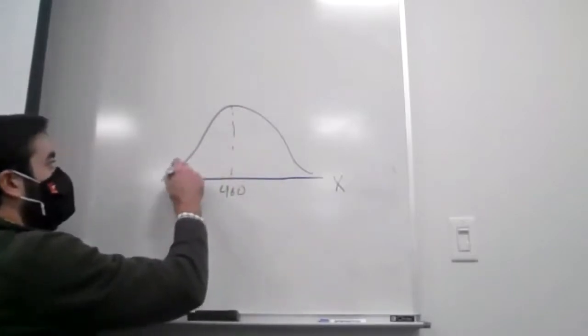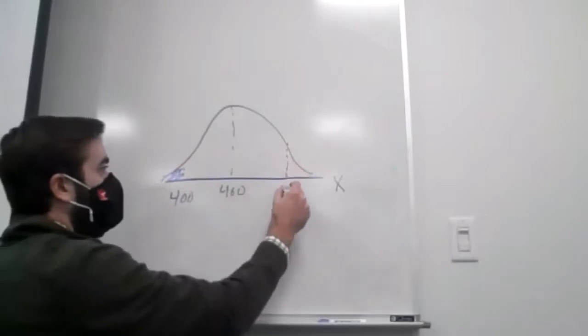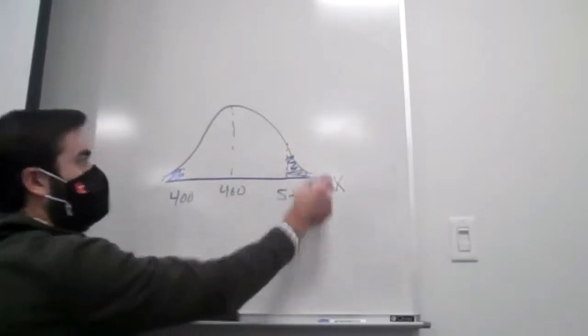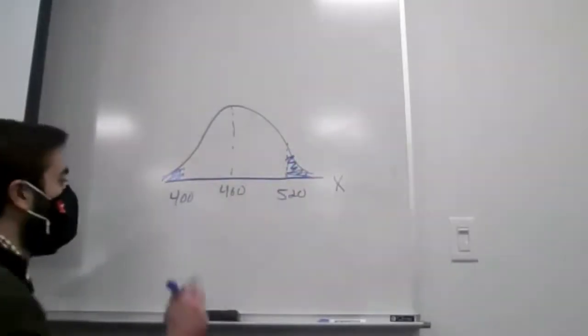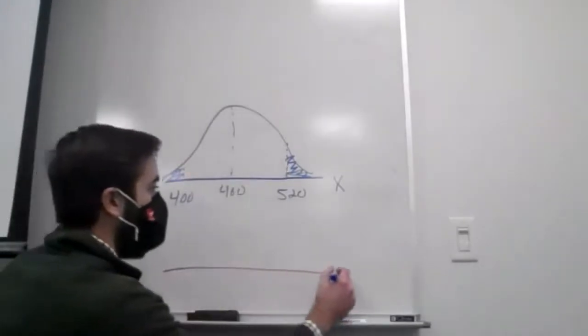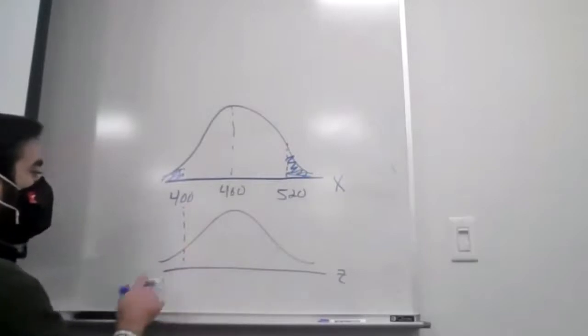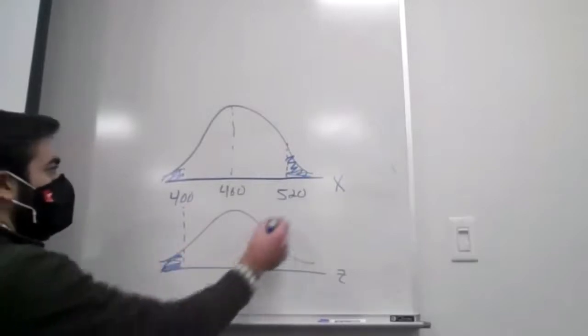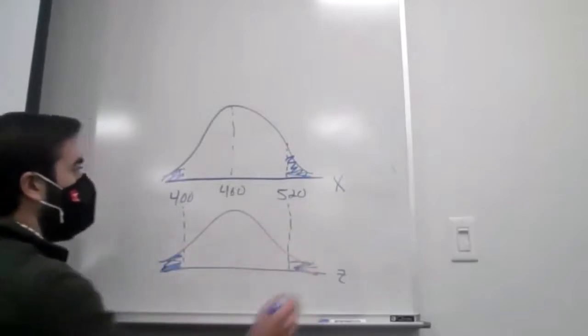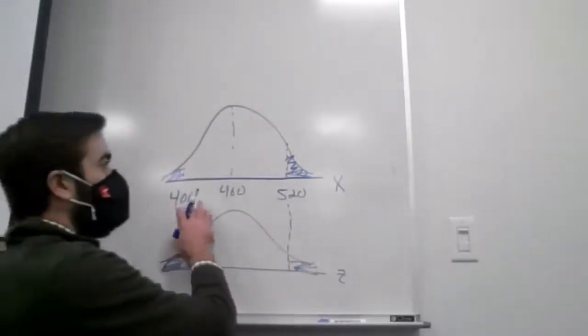$400, so we wanted less than 400, greater than 520. Okay. So what we're going to do, turn these values into z-scores. I can find the area to the left here and the area to the right here. So I'll do this one first.